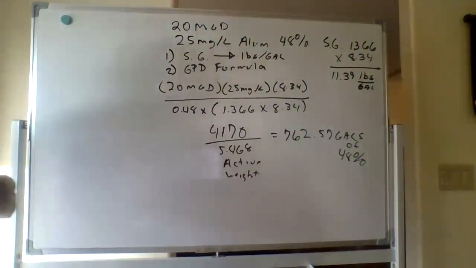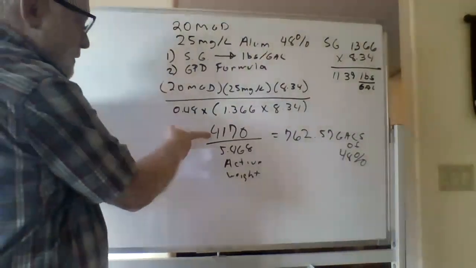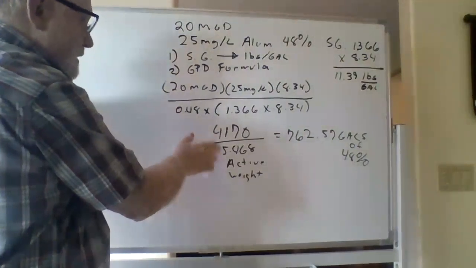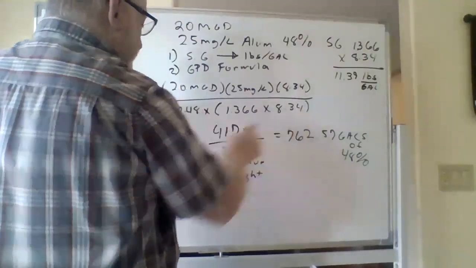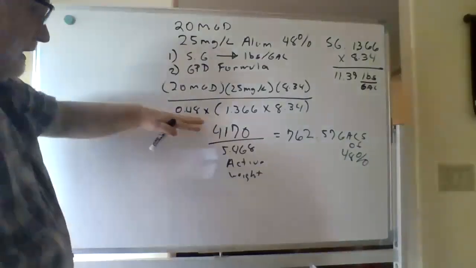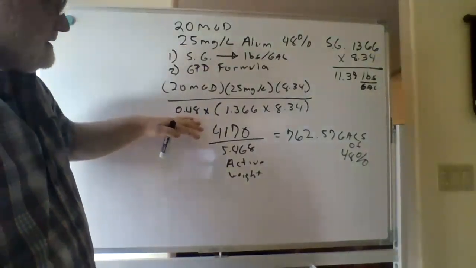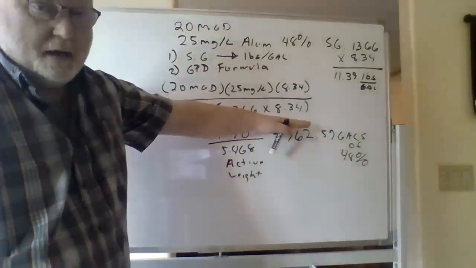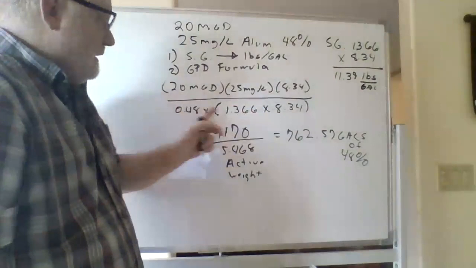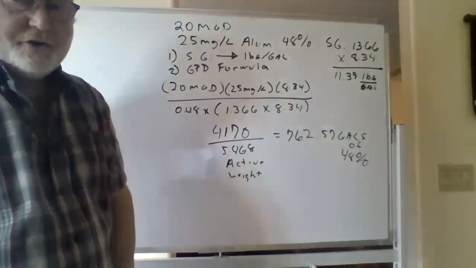Now, the one thing that you want to do is if you're doing this 4170 and you haven't solved this bottom number by the product of these three multiplied together, just make sure that you divide by 48% as a decimal number, divided by the specific gravity, divided by 8.34. Don't divide and then multiply by those two. You'll get the wrong answer.